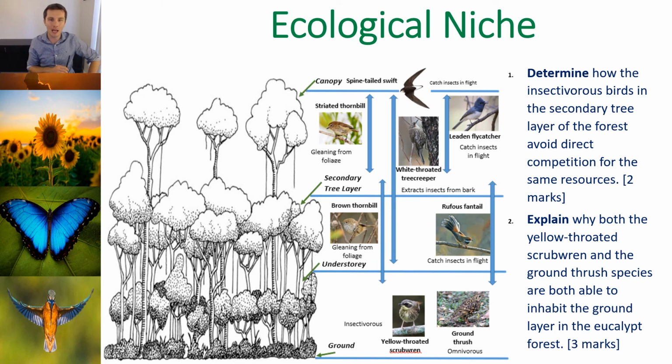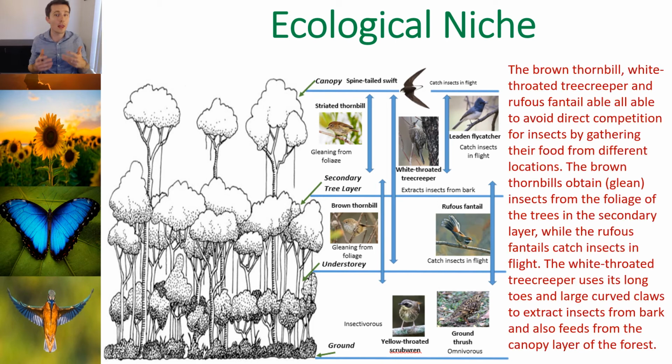If you have a look at another question just to drive this home, so we've got this forest, we're looking at birds, similar ideas to what we've considered. So one, determine how the insectivorous birds in the secondary tree layer of the forest avoid direct competition for the same resources, and then two, explain why both the yellow-throated scrub wren and the ground thrush species are able to inhabit the ground layer in the eucalypt forest. One's worth 2, one's worth 3 marks. Pause the video, have a go, we'll look at some answers now.